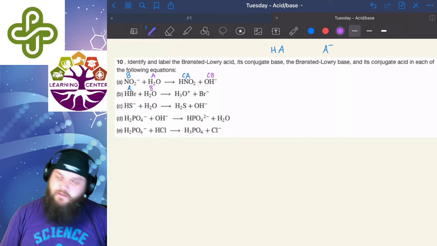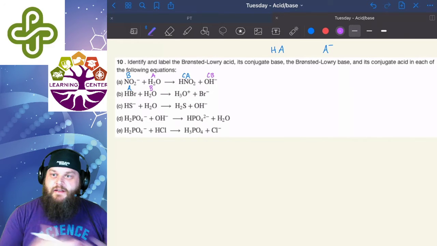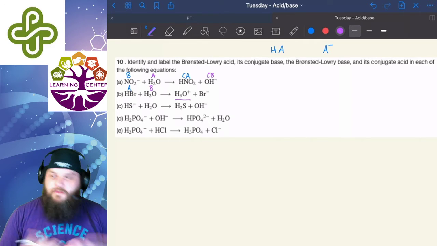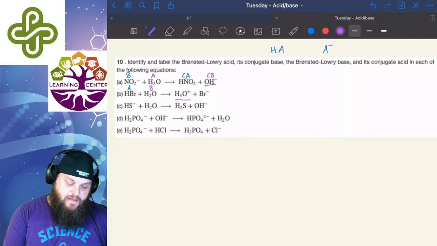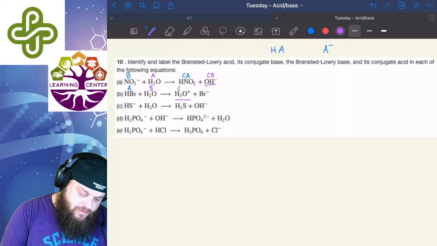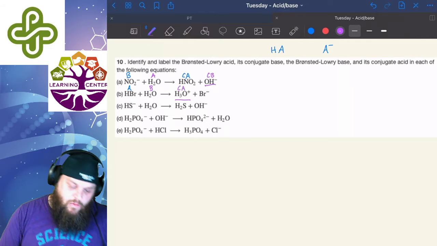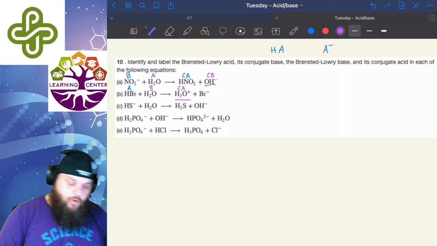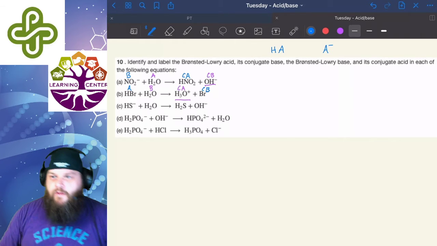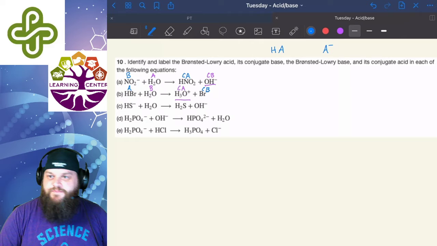In this case, you see that water can act as both an acid or a base, gaining a proton and becoming hydronium, which is H3O+, or losing a proton and becoming hydroxide, which is what happened in part A. So that means that hydronium is going to be the conjugate acid to the water base, and then that bromide is going to be the conjugate base of that HBr.